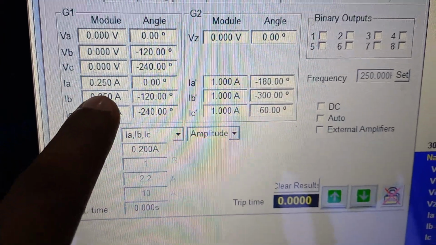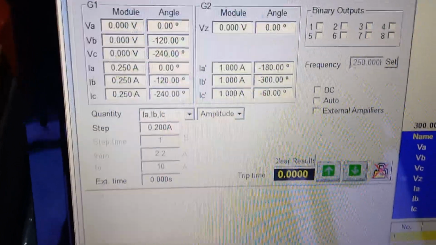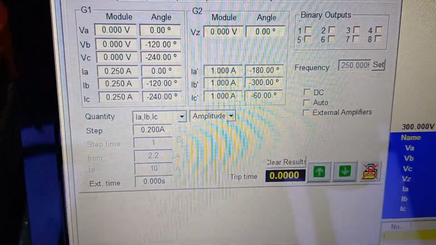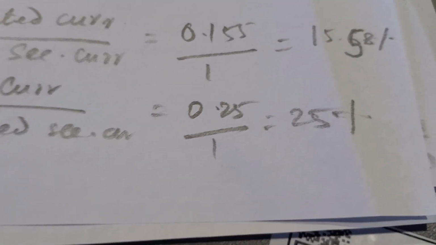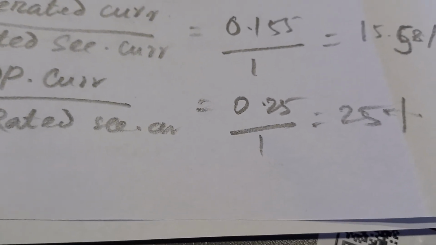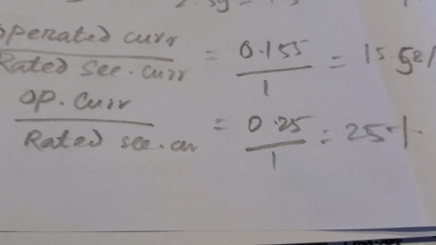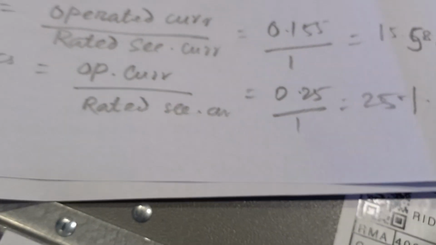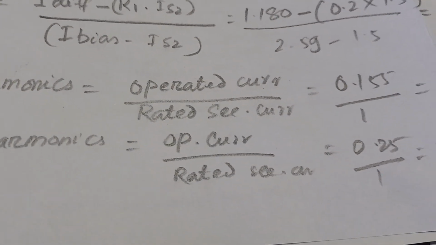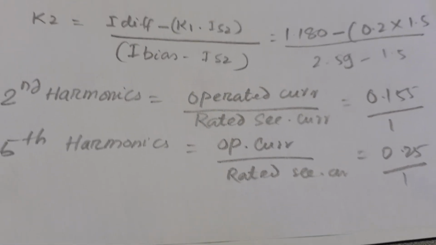According to this pickup current, this is the rated current for CT2. So this divided by this will be the second harmonic percentage. Here you can see 0.25 divided by 1, rated current is 1, so this is 25%. So now this satisfies the second harmonic and fifth harmonic percentage, and we will check how to inject and how to calculate the value of percentage of second and fifth harmonic.